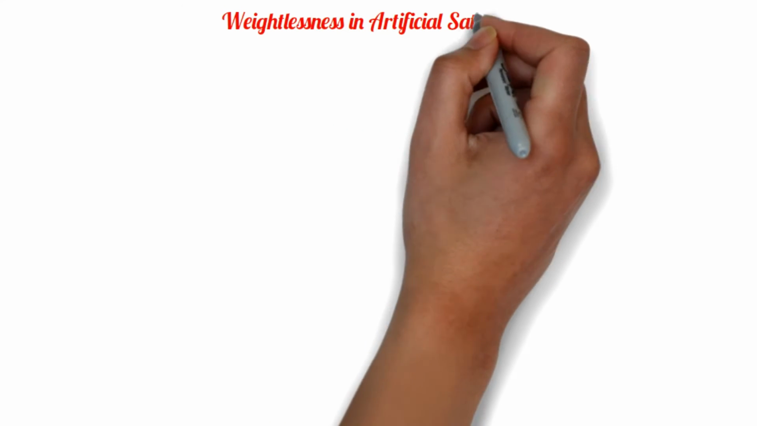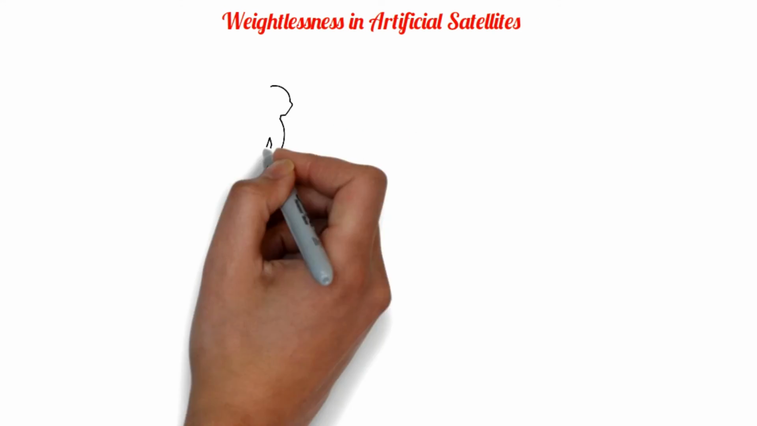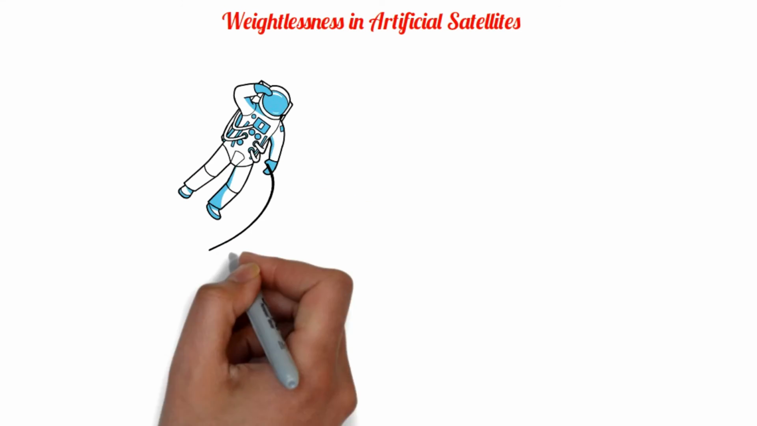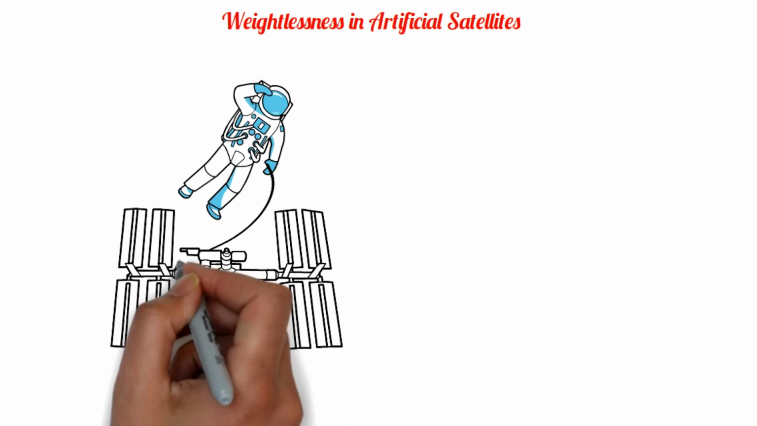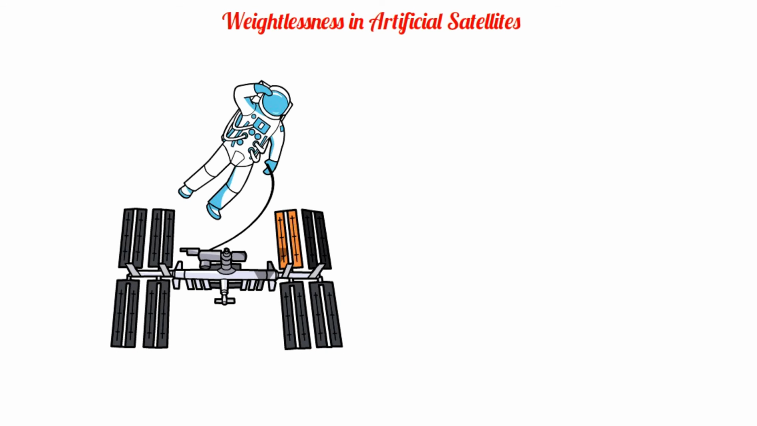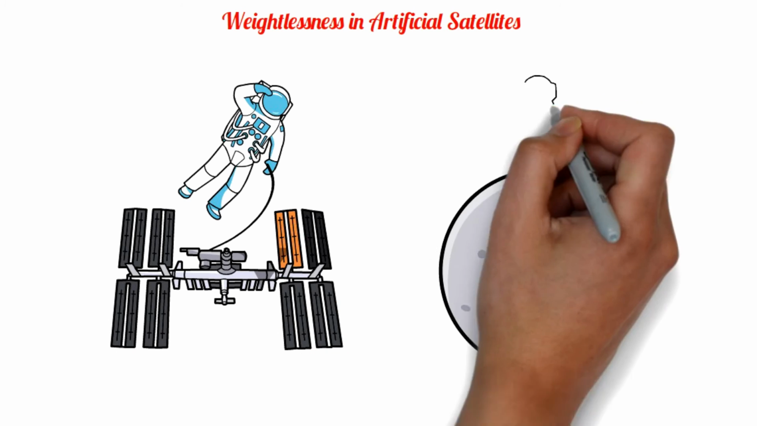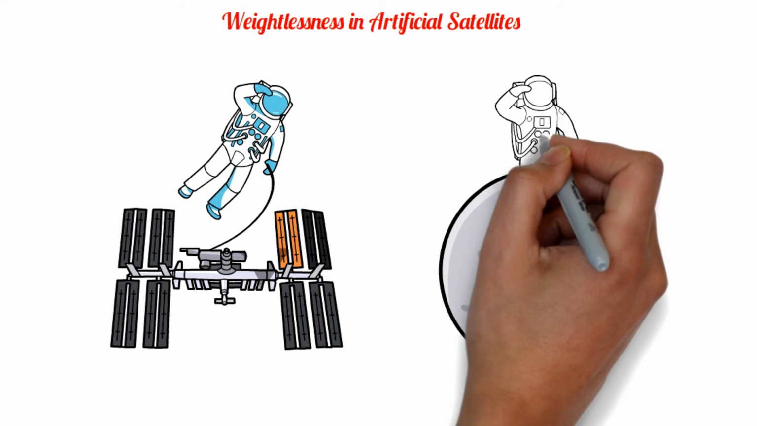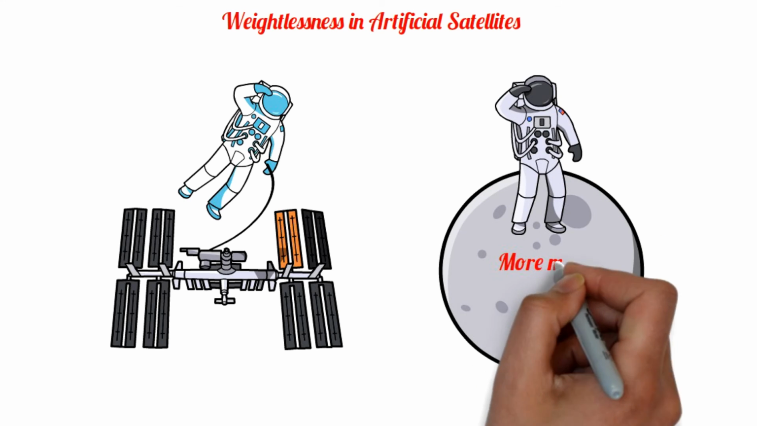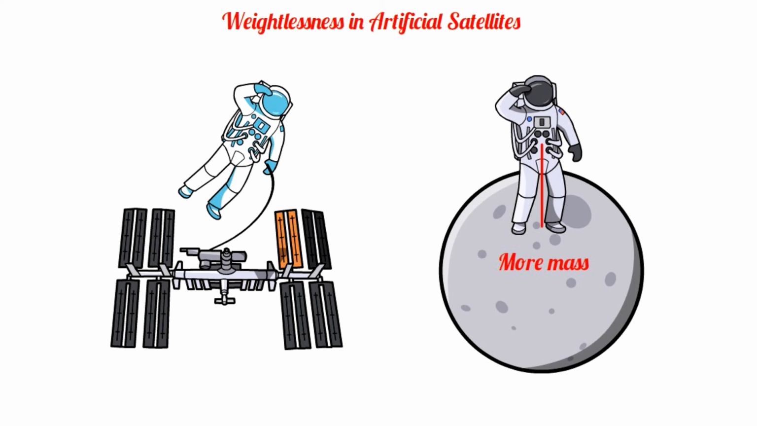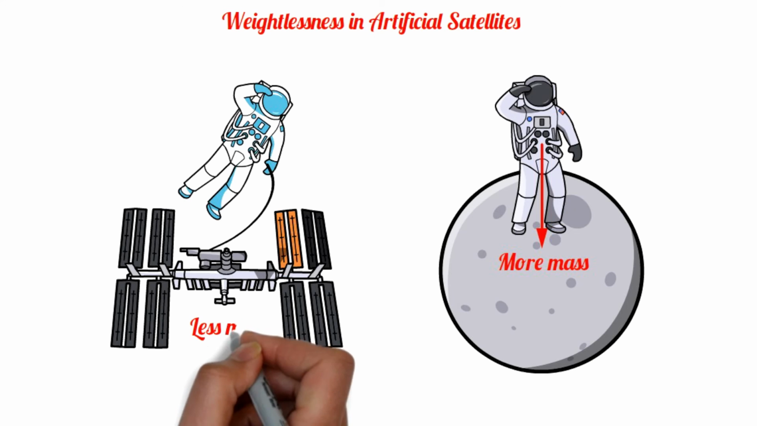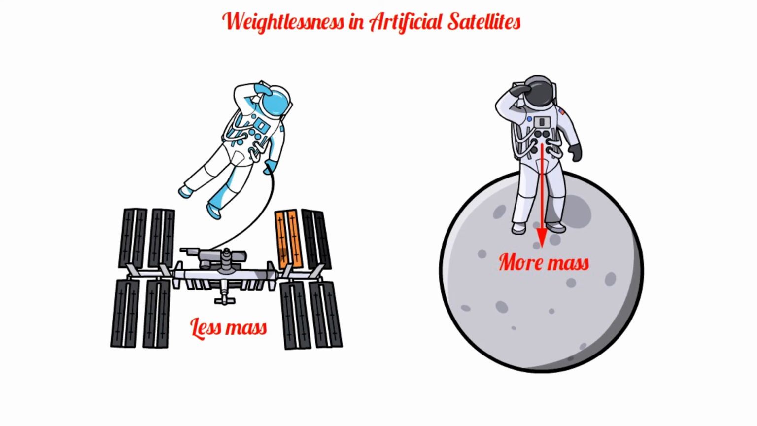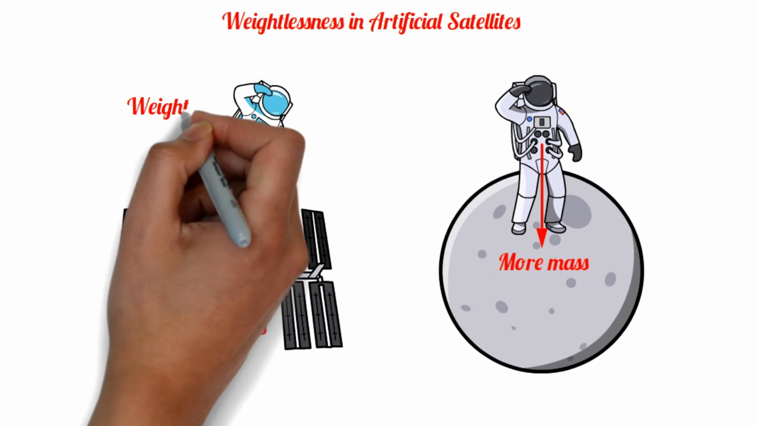Weightlessness in artificial satellites. Astronauts always feel weightless in an artificial satellite of the Earth. But on a natural satellite, like the Moon, astronauts do not experience weightlessness, because the Moon has more mass and exerts a gravitational force on them. In artificial satellites, the mass of the satellite is less, so it exerts a less gravitational force on the object, due to which the astronaut feels weightless.